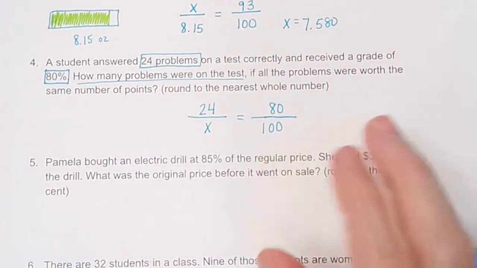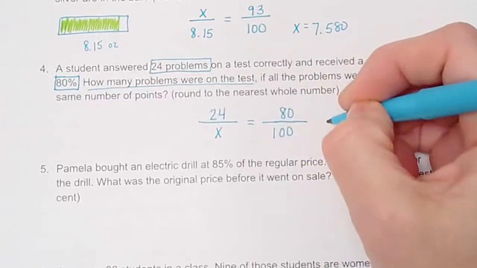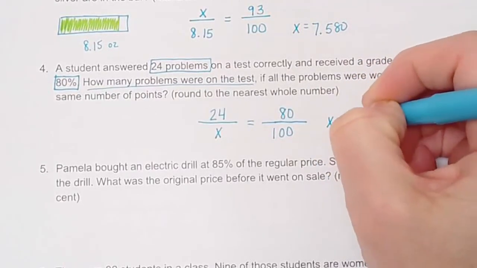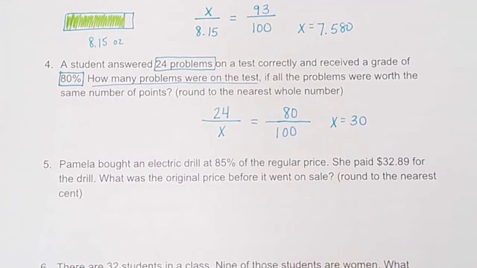Okay? So now I would cross multiply. I would get 2,400 divided by 80 leaves me with 30. So what that tells me is that there were 30 questions on this test. 30 is my whole, 30 is my total amount. Okay?